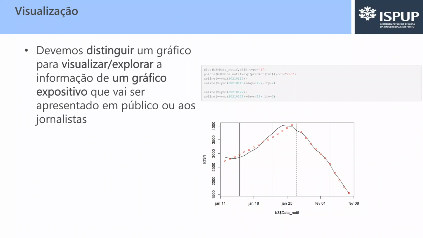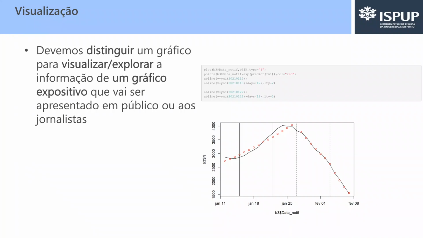And then we need to communicate that. So you need to separate these two entities. We want a graph that's only to explore the data, and we want a graph that's going to be displayed and communicate to the world, if you want. So this is the difference, if you want.